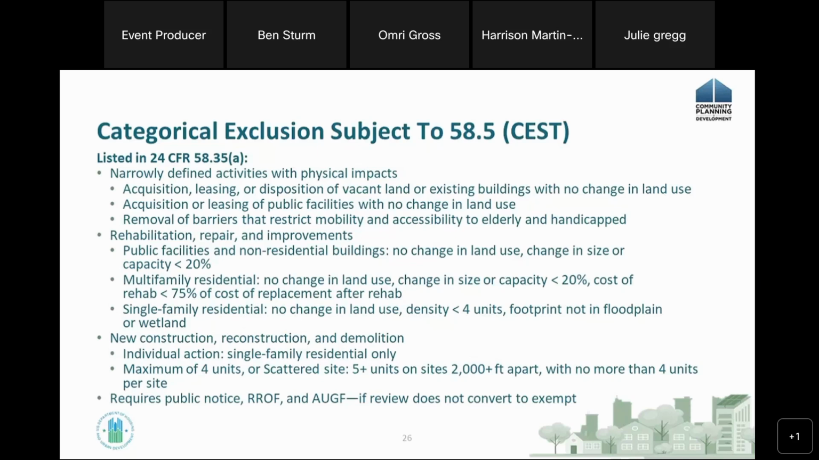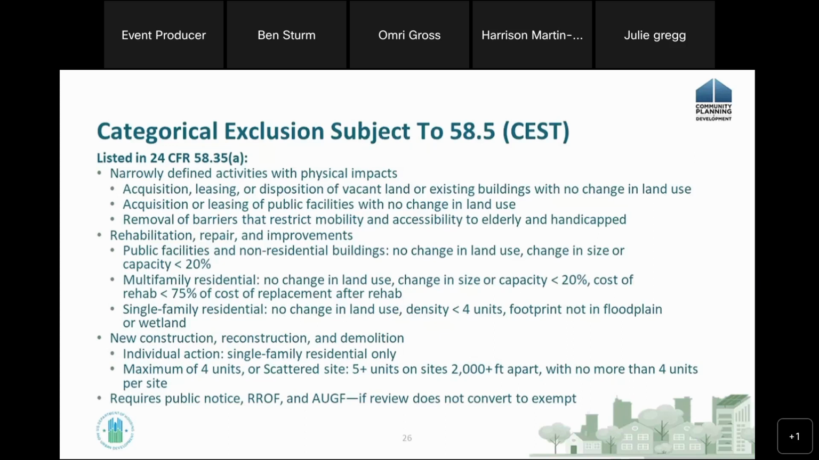Section 58.35(a)(4) allows for CEST individual actions to be defined as new construction, demolition, reconstruction, which is just a combination of the other two, in 2 situations. First situation, if any combination of these activities are performed on up to 4 dwelling units on the site. And the second situation, if those activities are performed on 5 or more housing units when the sites are more than 2,000 feet apart and there are not more than 4 units on any one site.